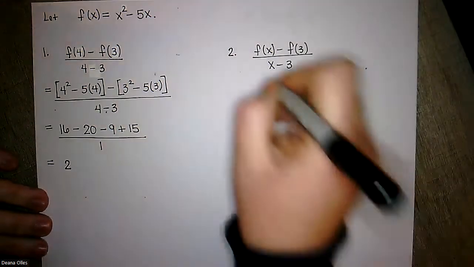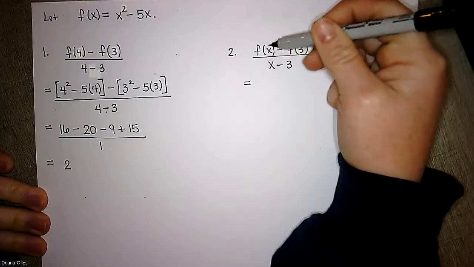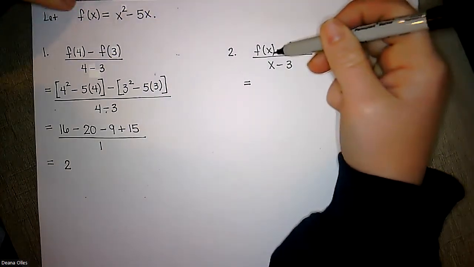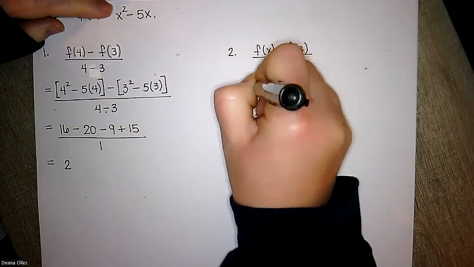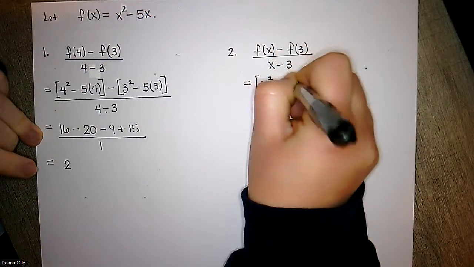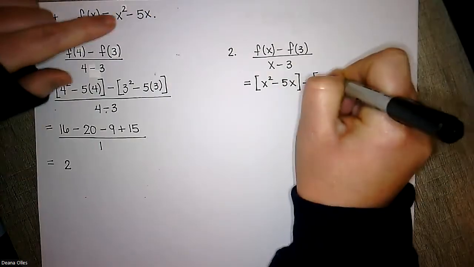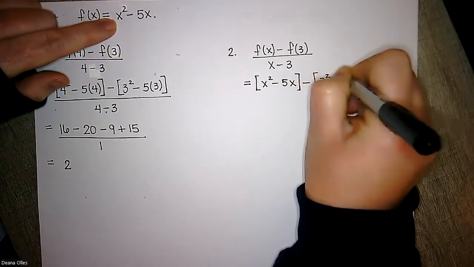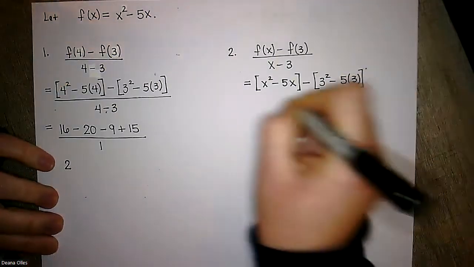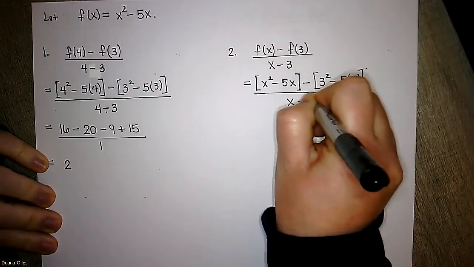All right, so we're going to go through the same process over here, but notice I didn't give a value for x in the first point, which means I'm going to leave f of x as f of x here to start. So f of x to start, x squared minus 5x minus f of 3. So it's going to be 3 squared minus 5 times 3. All divided by, again, an unknown x minus 3.